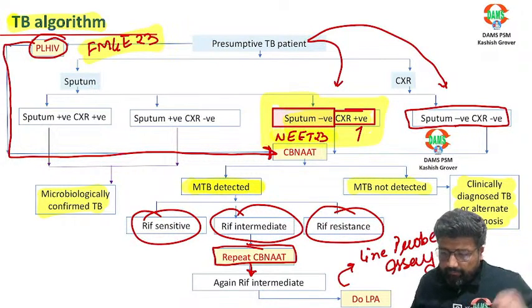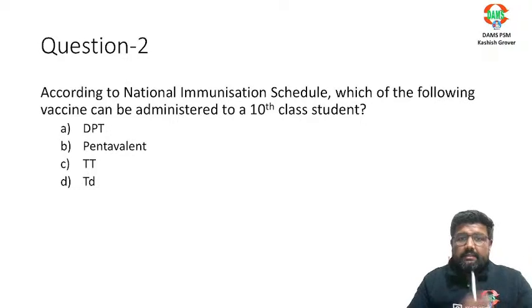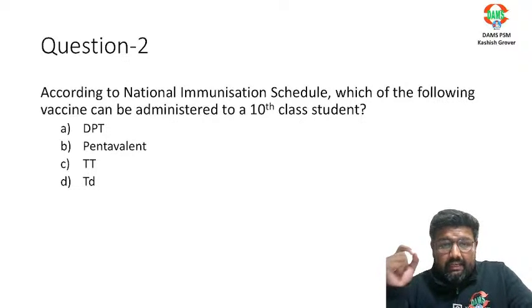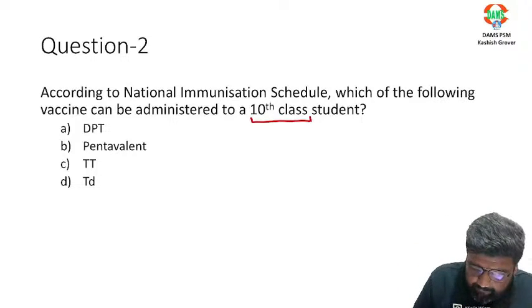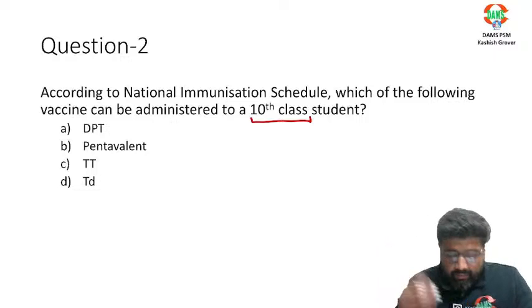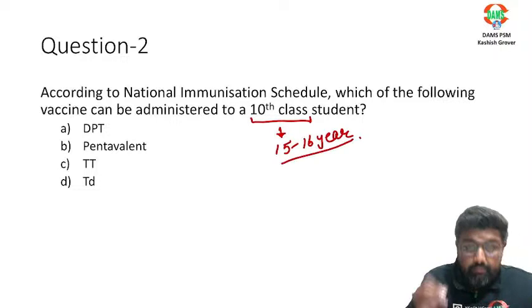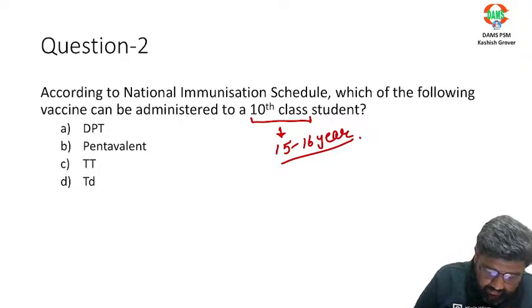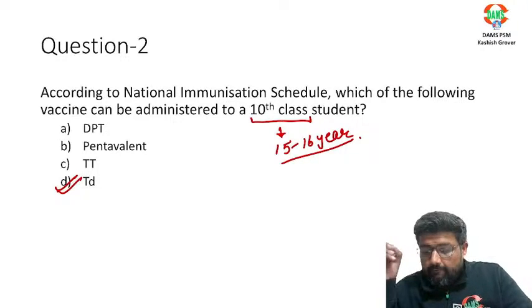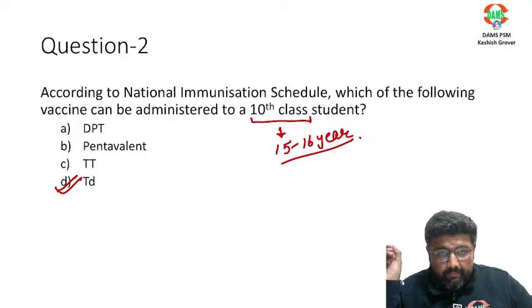Okay, very good, beta. Now, coming to next question. According to National Immunization Schedule, which of the following vaccine can be administered to a 10th class student? So if a student is in 10th class, the age will be around 15 to 16 years, or maybe more than that, right? So here we give only one vaccine, that is TD. TD is given, right? Okay, superb beta. Very good everyone.